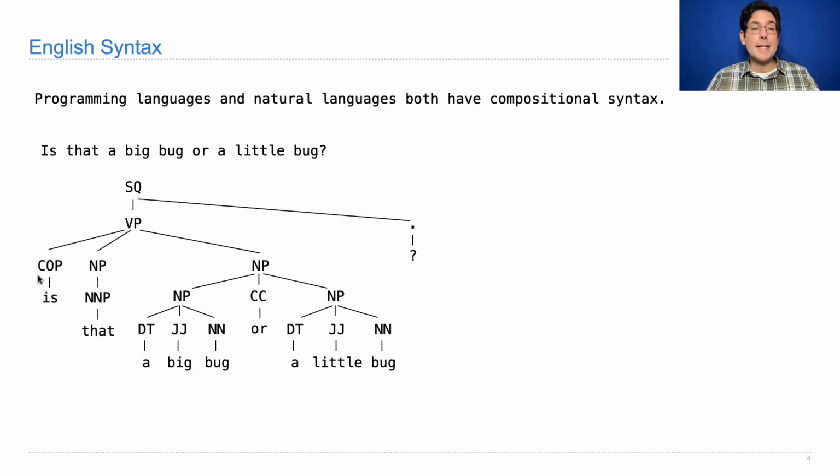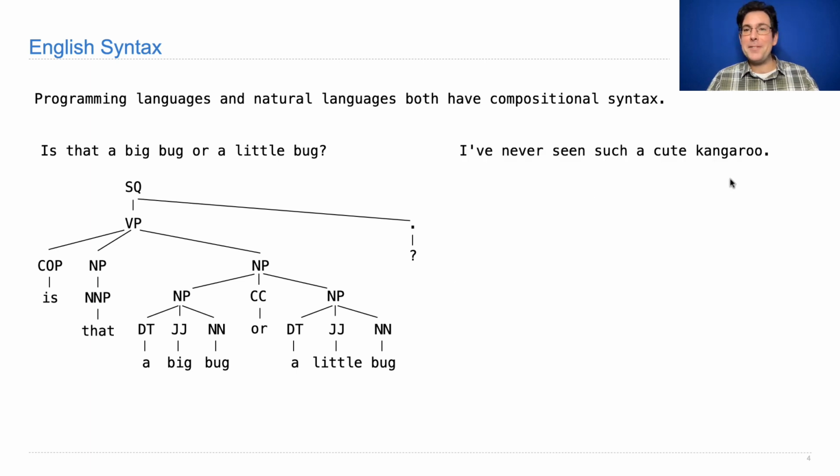And this syntactic structure diagram gives us some useful information, like for the coordinating conjunction or, what are the two things that are being coordinated? A big bug or a little bug. As opposed to, for example, coordinating "that a big bug" or "a little bug," which is not how an English speaker would interpret this.